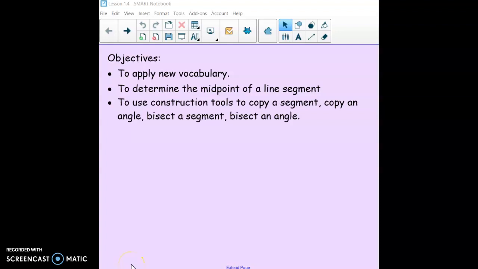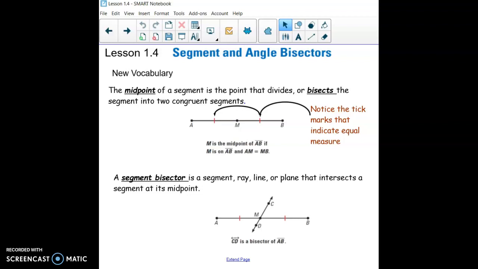Welcome to Lesson 1.4, Segment and Angle Bisectors. The objective of this lesson is to apply new vocabulary to determine the midpoint of a line segment, and later we'll use construction tools to copy a segment, copy an angle, bisect a segment, and bisect an angle. Let's start with some vocabulary.